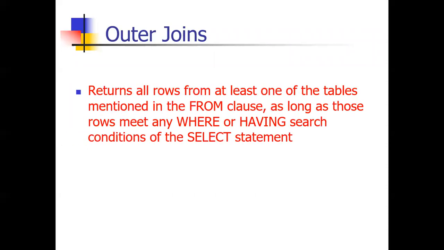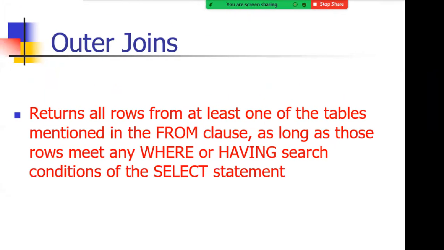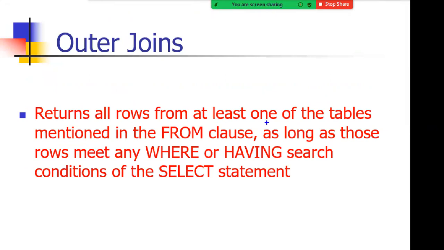When I say outer join, let us see the definition. It returns all the rows from at least one of the tables mentioned in the from clause, as long as you have not filtered using the where clause. In the case of inner join, it was showing only the common information. But in the case of outer join, it will show the common information, and apart from that, you get the complete data from one of the tables. We call that an outer join.